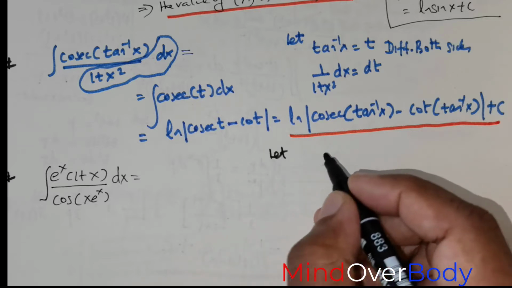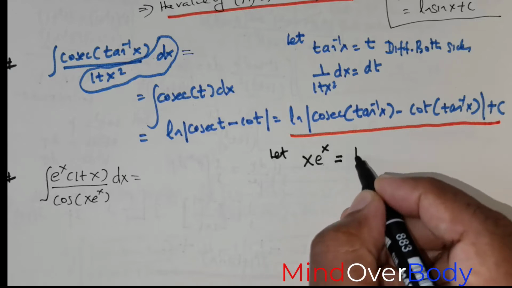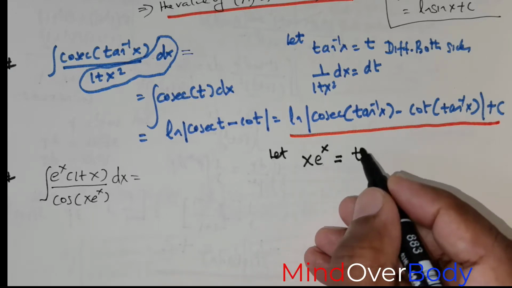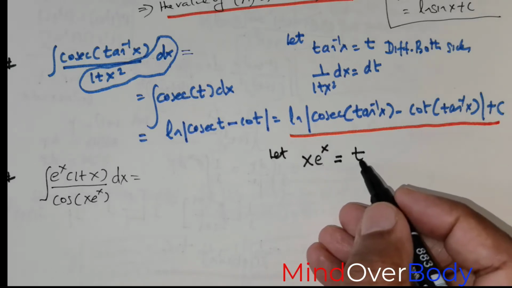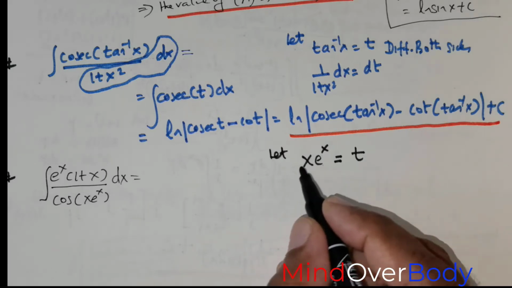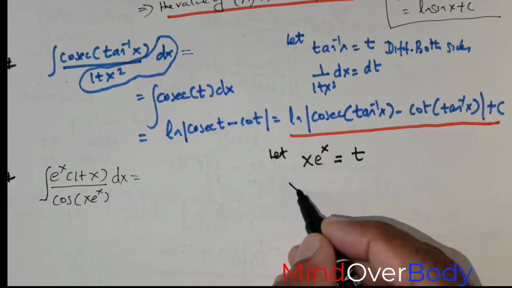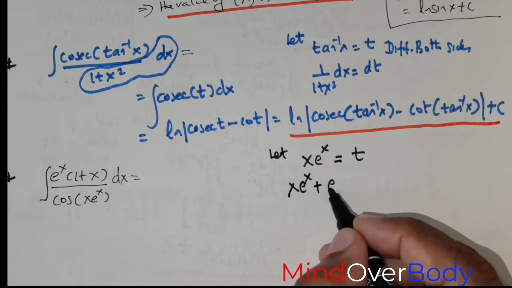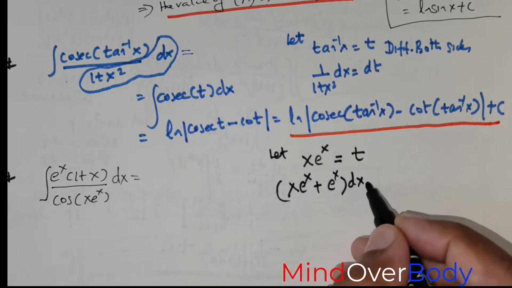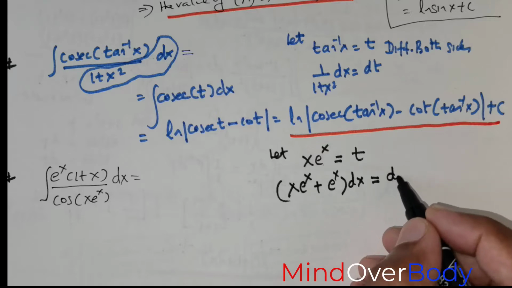So foremost what I would do is I would let x times e raised to the power of x be equal to some t. This is a standard substitution for any quantities that you come across using the t variable. So differentiating both sides, I'm going to use the UV technique, so it's going to be x times differential of e raised to the power of x, that's e power x, plus e raised to the power of x times differential of x, that's 1. So this has to be operated with the dx operator, and differentiation of t is going to give me dt.